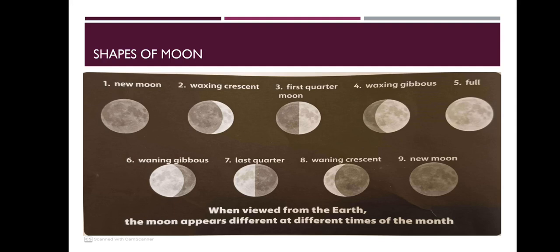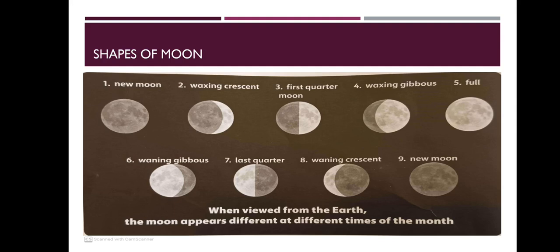Then there is first quarter moon, which means half moon. After half moon there is a waxing gibbous, that is more than half moon. Then it is full moon, that is usually seen on the day of the 13, 14, 15. After full moon there is a waning gibbous. Waning gibbous means the moon that is visible after the full moon. The shape of moon that is visible after full moon is a waning gibbous.